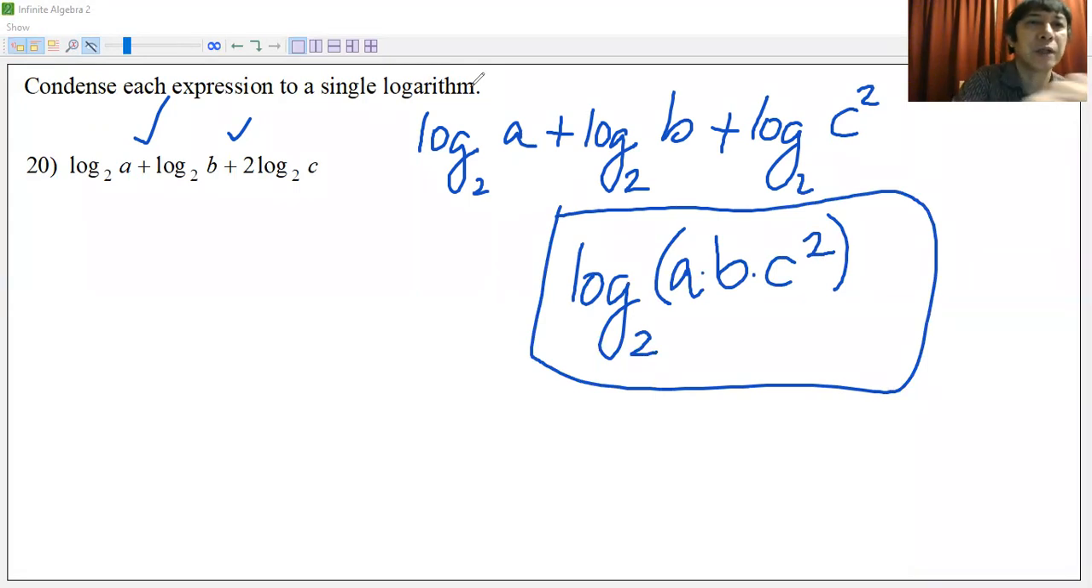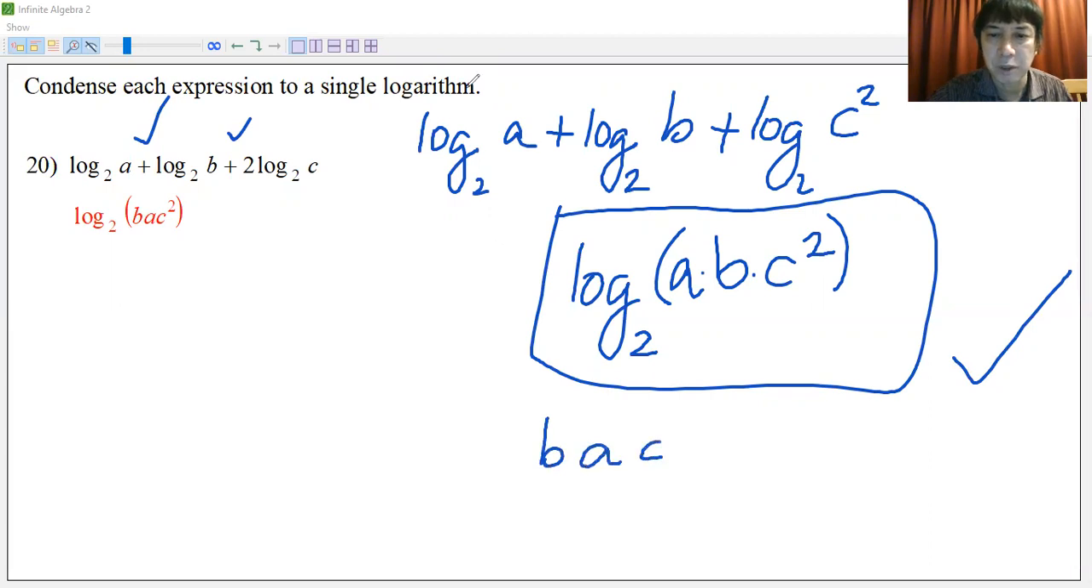And this must be the right answer. Again, the answer of the computer is b a c squared, and our answer is alphabetized, a b c squared. So it doesn't matter. This is the same as the computer's answer. Just remember, b times a times c squared is also equal to a times b times c squared. Commutative property of multiplication.